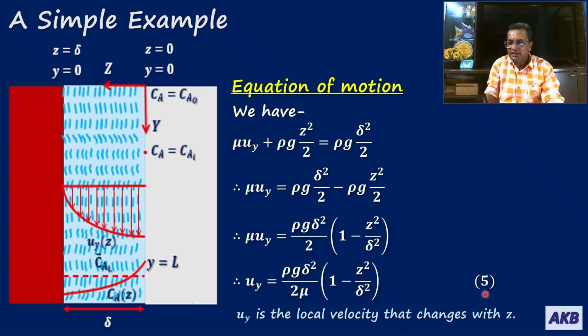So we get equation number 5. Equation number 5 gives you local velocity as a function of z. So this uy is going to change with z. I hope equation number 5 is clear to you. Let us move ahead.